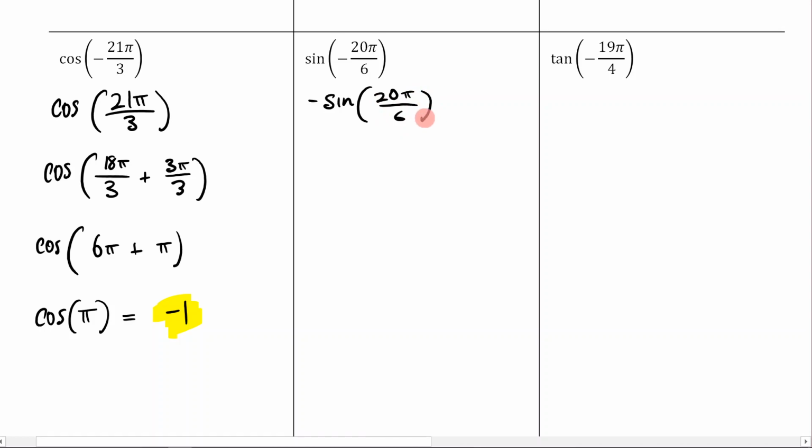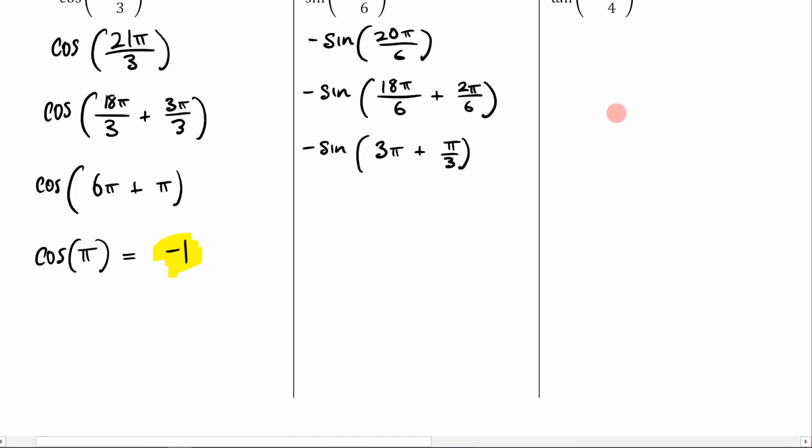Okay, again, we need to think about how we're going to break this up. So let's just give me a second here. Okay, I think we can break it up like this. If I make this 18 pi on 6, and then plus onto that 2 pi on 6, what I'm going to end up with is 3 pi here, plus now 2 pi on 6 is going to be pi on 3. And I know what pi on 3 is.